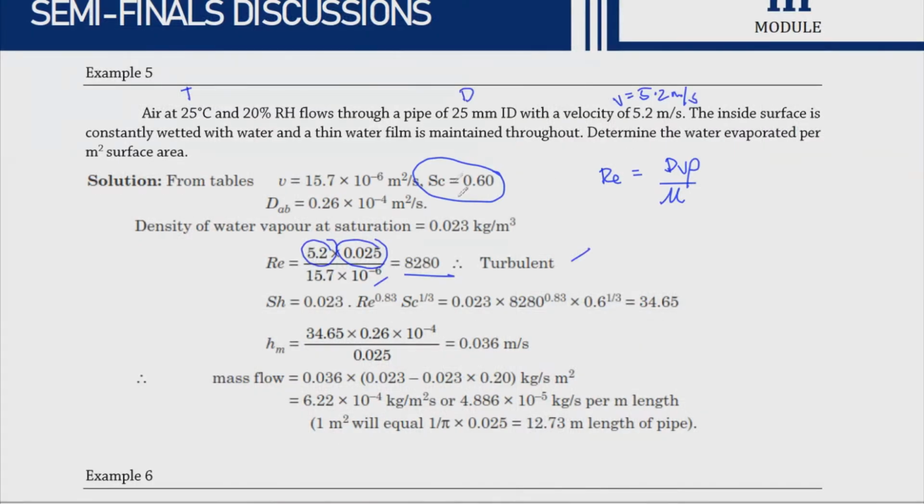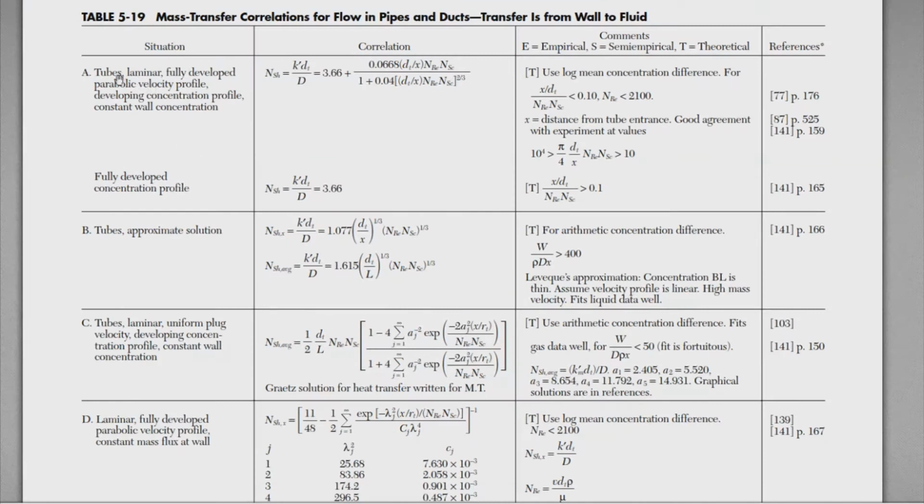In this case, we have a tube, and then that's turbulent. So we need to find a situation that's actually tube and turbulent. So this one is tube, laminar, fully developed parabolic velocity profile. So imagine the profile being fully developed. So that's basically the parabolic profile that we used to discuss when we had this convection introduction. So we have this fully developed concentration profile, so it doesn't give us enough information if it's turbulent.